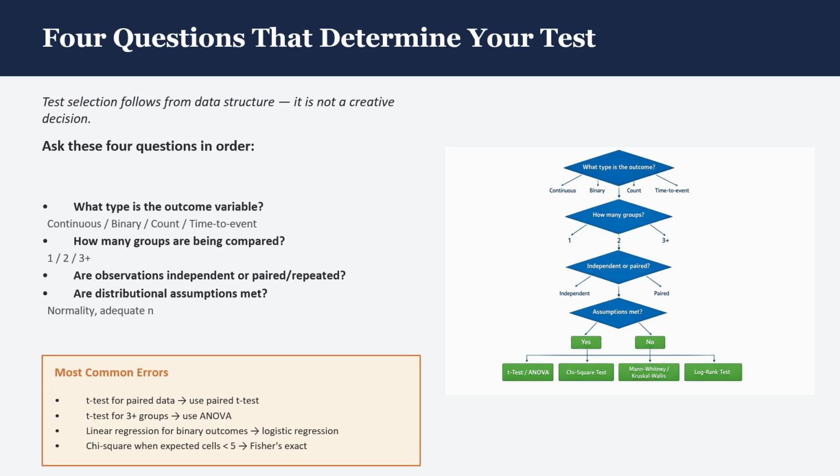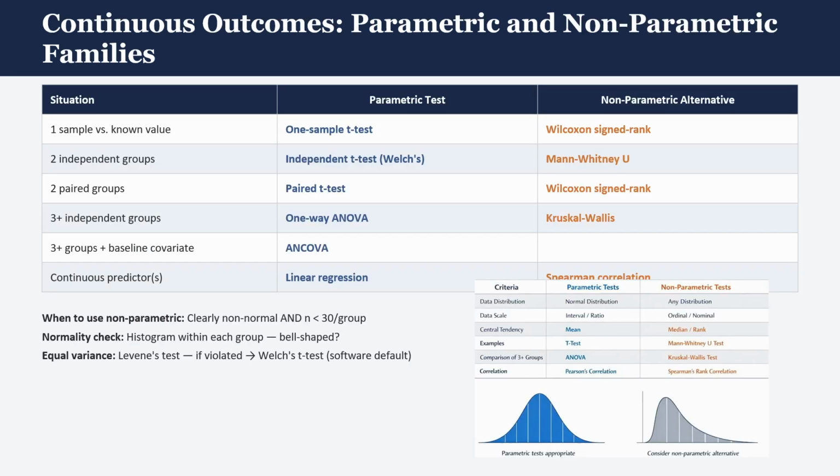Violated in a small sample? Use the non-parametric alternative. For continuous outcomes, 2 parallel families of tests exist: parametric and non-parametric. Parametric tests are more powerful when their assumptions hold. Non-parametric alternatives rank the data rather than using raw values, making no assumptions about distribution shape. The choice comes down to sample size and normality.